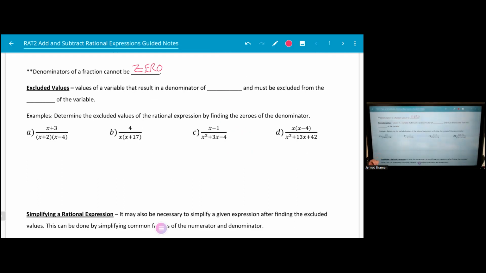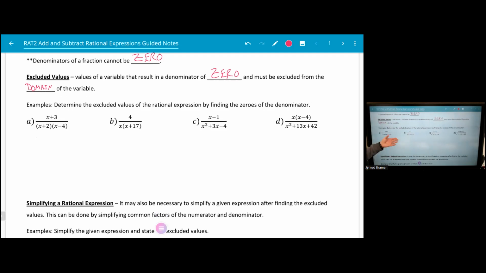So values of a variable that result in a denominator of 0 must be excluded from the domain of the variable, from the set of the variable. We can't use those values because they just don't work. They result in undefined values, so we can't work with that. So here's some examples. How do we determine the excluded values? Well, we do that by finding the zeros of the denominator, the solutions of the denominator, just like we've been doing all year here, right?